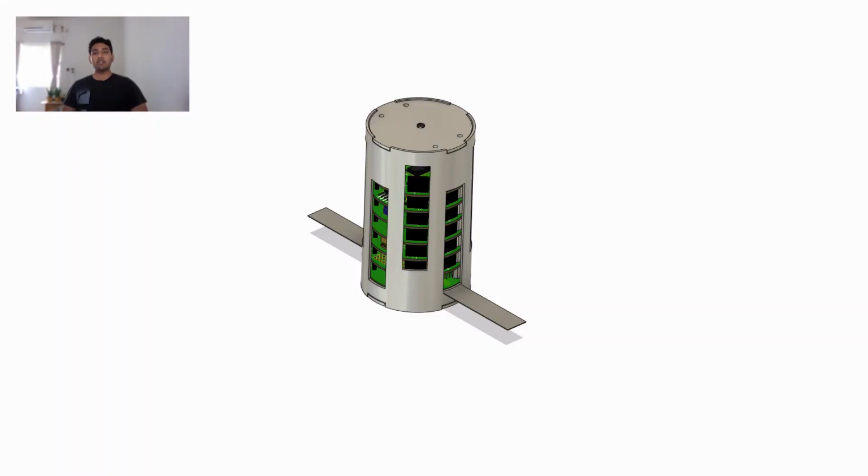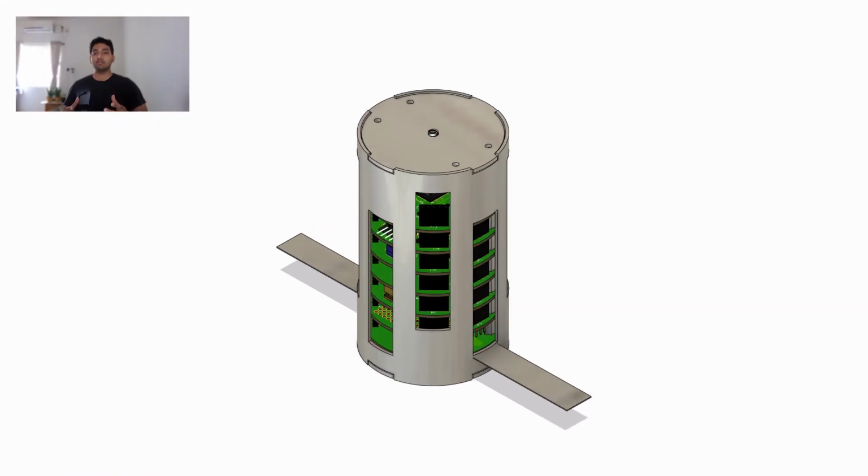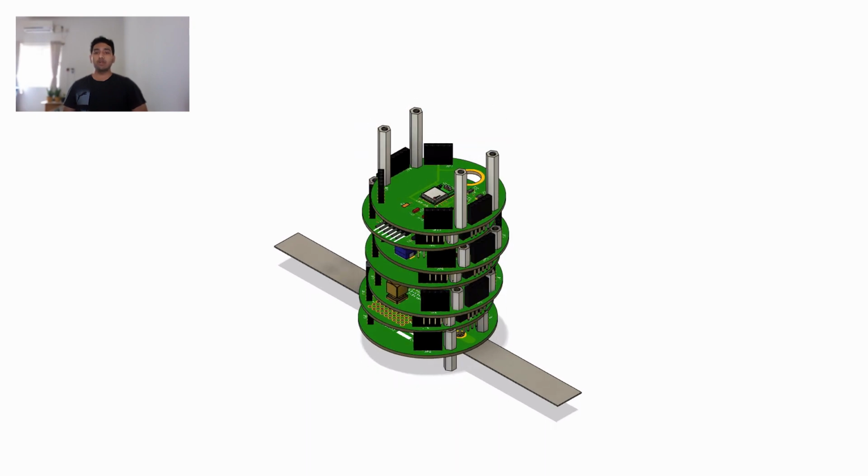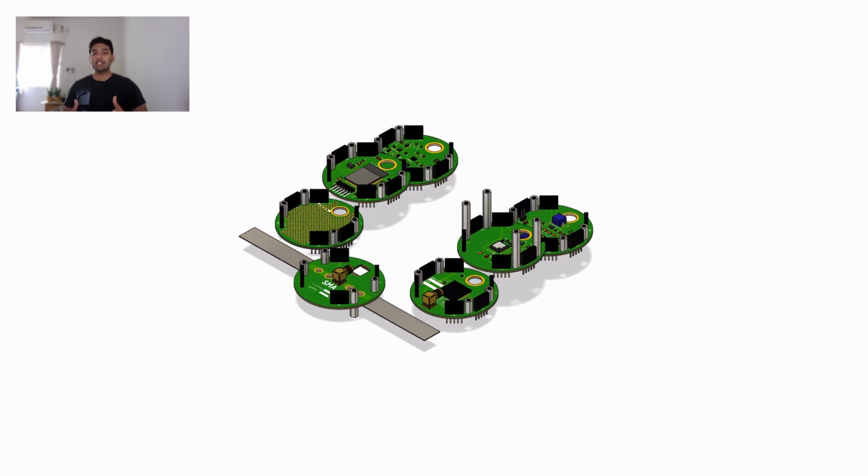There's a little bit of an animation of how this structure is put together. So that's a spread out view of all the subsystems in the CANSAT right now.